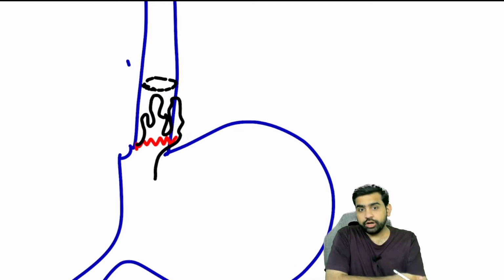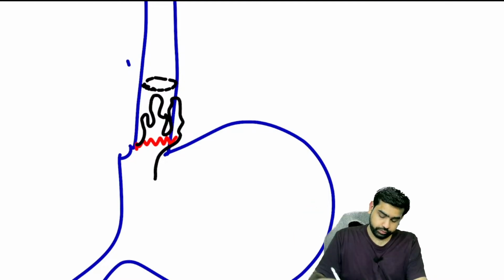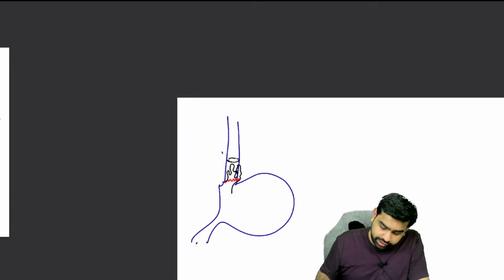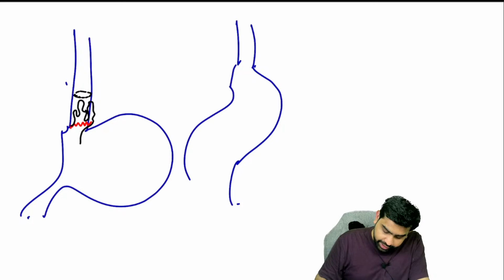But here they did not mention anything like that. They just said that the squamocolumnar junction is moved proximally. Just imagine that if there is a sliding hiatus hernia, what is going to happen is that the squamocolumnar junction will move proximally.